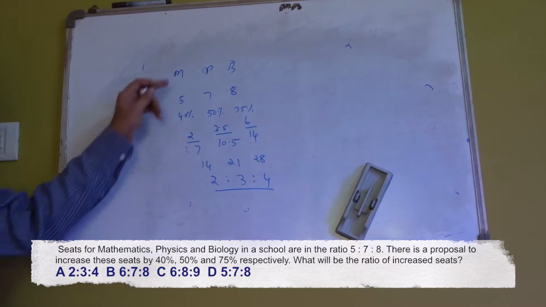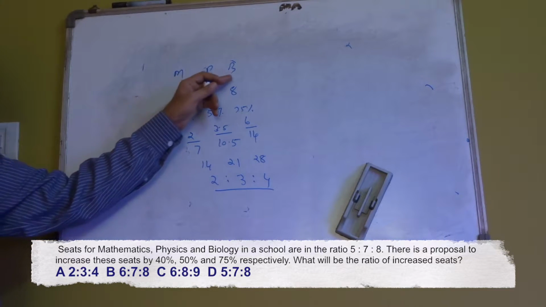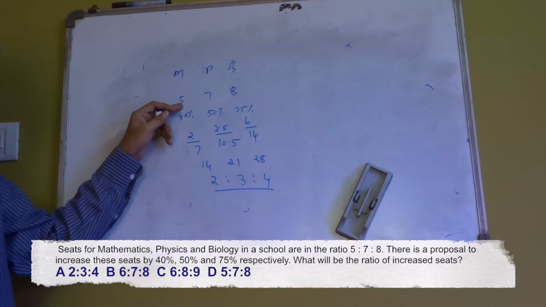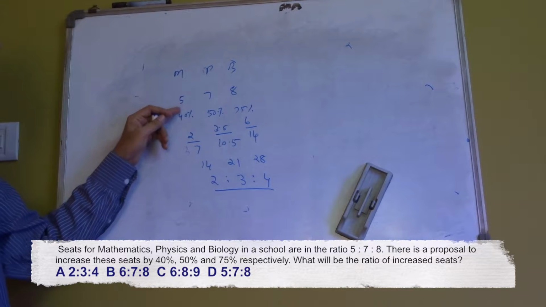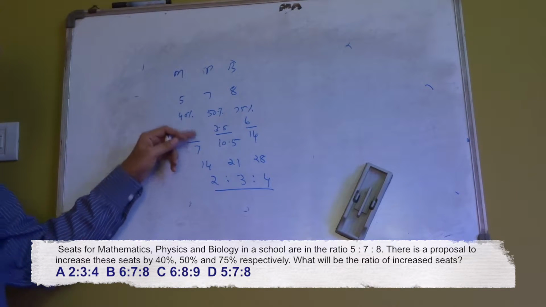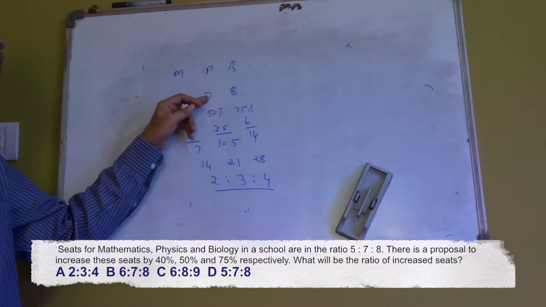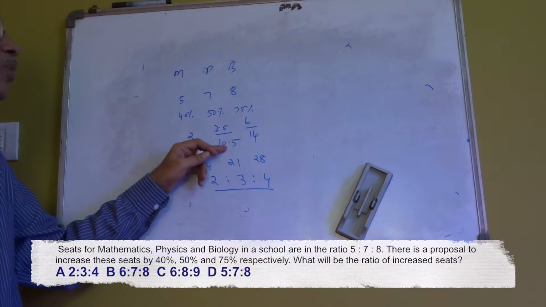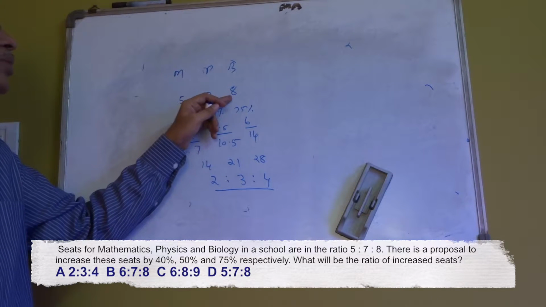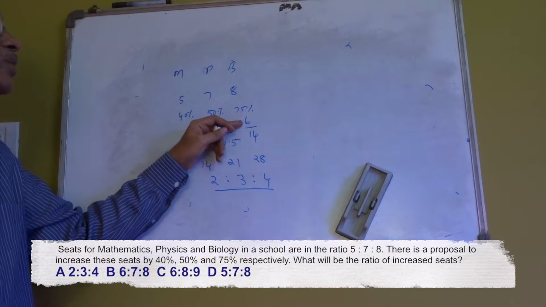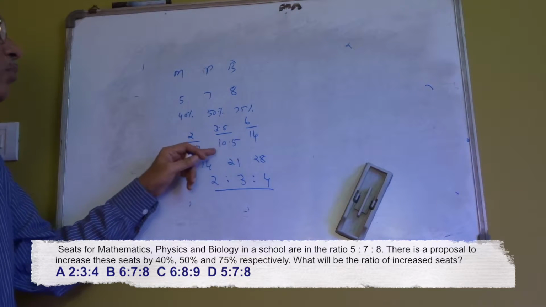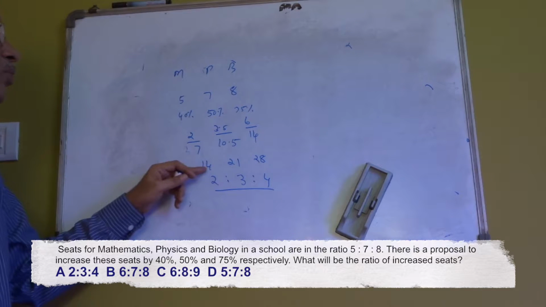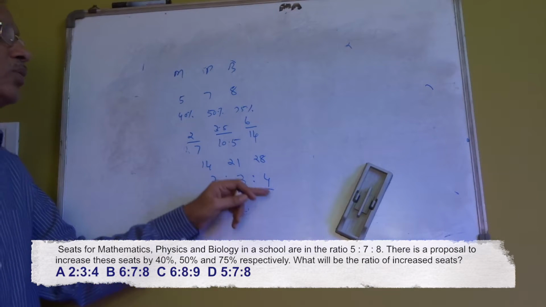Once again, mathematics, physics, biology seeds are in the ratio of 5, 7, 8. There is a proposal to increase mathematics by 40%. 40% of 5 is 2, so the new value is 7. Physics will be increased by 50%. 50% of 7 is 3.5. Add that, 10.5 is the new value. Biology is 8, a 75% increase is 6, so 14. Multiply by 2 because it is a decimal: 14, 21, 28. Now 7 is common, so 2 is to 3 is to 4.